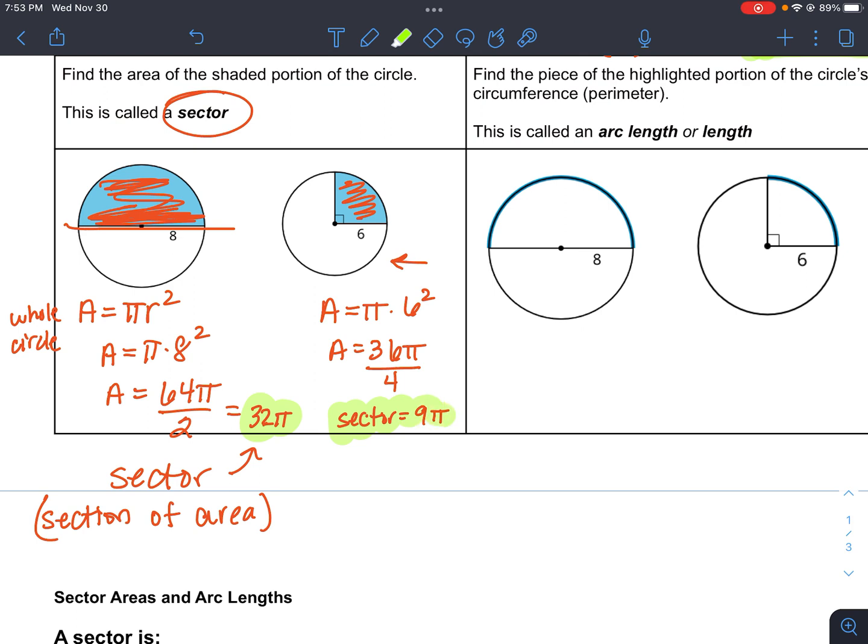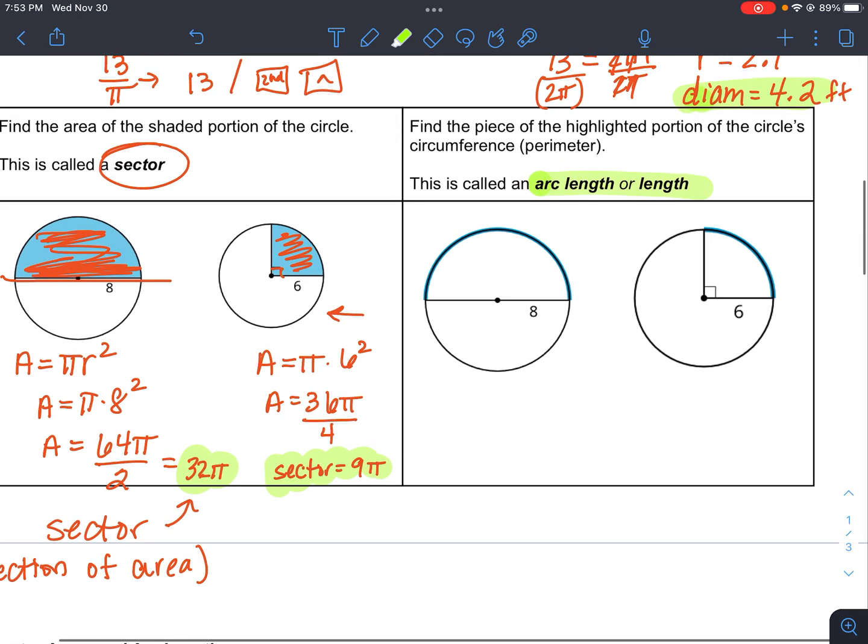So if they're cut by a diameter, I divide by 2. If you see two radii with a right angle in the corner, you divide it by 4. And this can also be done with the arc length, a highlighted piece of the circumference. This is referred to as arc length. So a sector is the section of area, whereas arc length is a piece of the perimeter of the circumference.